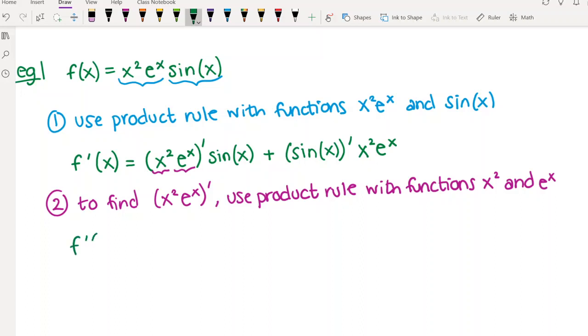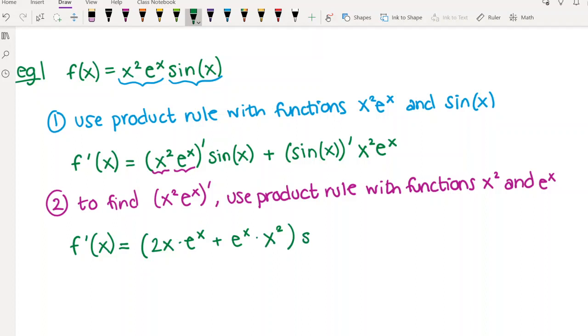So we can go in, and where we had written x squared times e to the x prime, now we can actually take the derivative of that. So what's the derivative of x squared times e to the x? Well, we start by taking the derivative of x squared, and that's 2x, and we multiply that with e to the x. And then to that we add the derivative of e to the x, which is e to the x, and we multiply that with x squared.